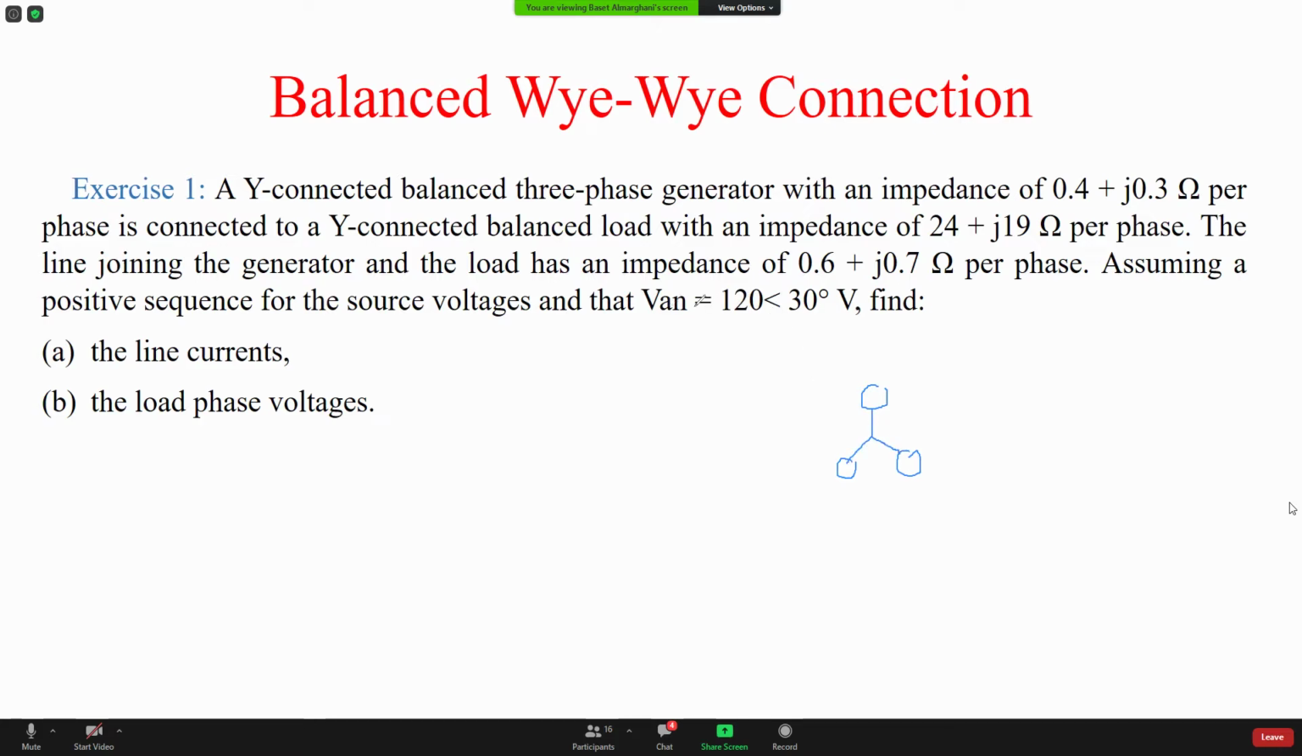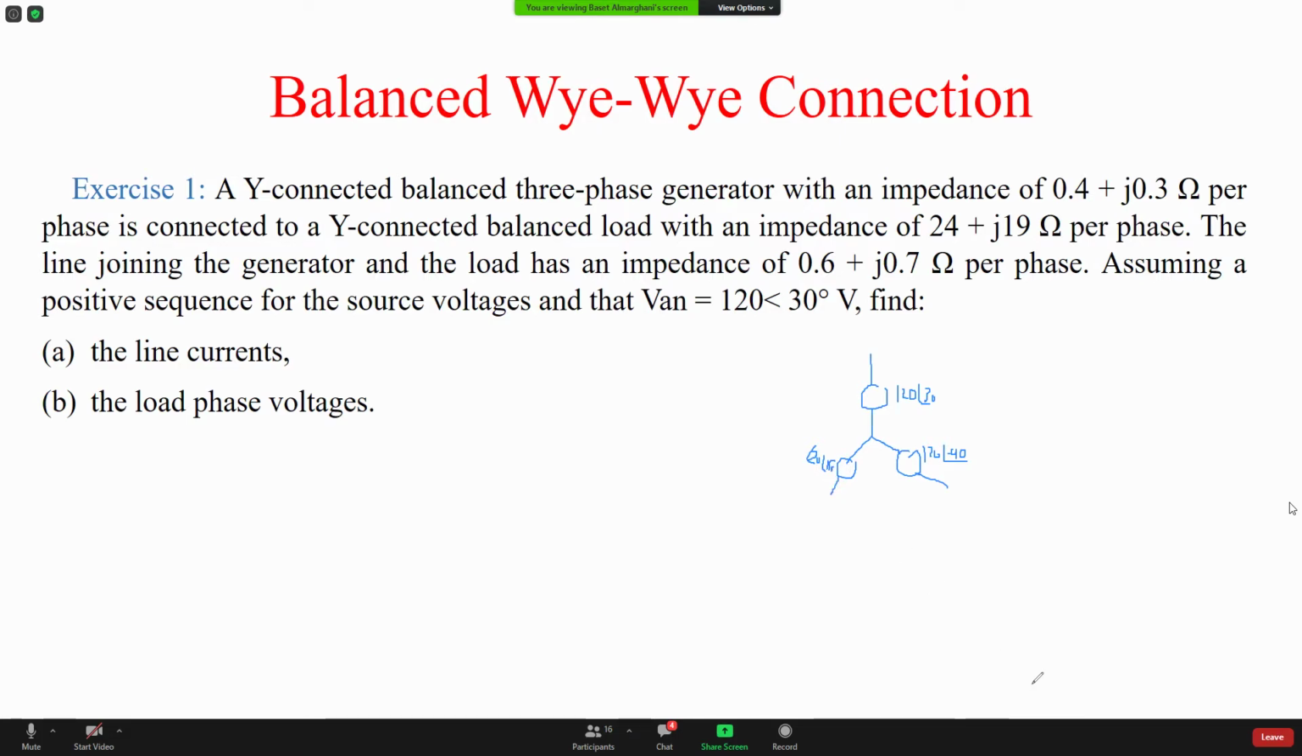The voltage VA is 120 angle 30. It says positive sequence, the source is positive sequence. It means the second one will be 120, and you subtract 120 degrees, so it will be minus 90. And the third one will be 120, and you add 120 degrees, so it's going to be 150.